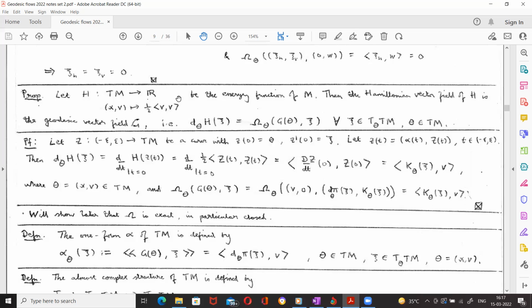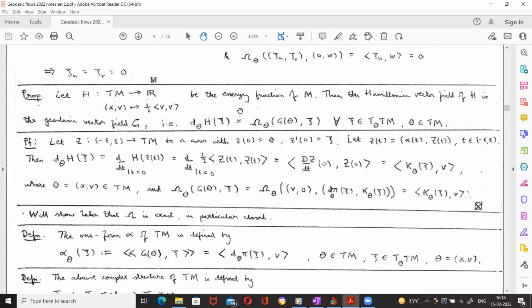So this energy function you think of as kinetic energy. V is the velocity vector, and this is the norm squared of the velocity. So it's half, so if the mass is 1, this is half mv squared. This is kinetic energy, and the geodesic flow is the Hamiltonian flow of the kinetic energy. Does it make sense? Yes, sir.